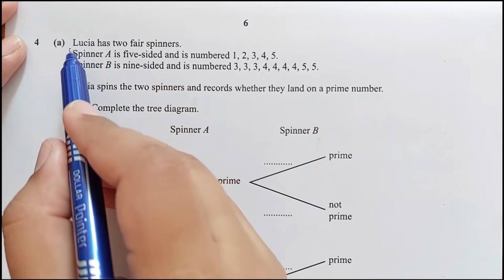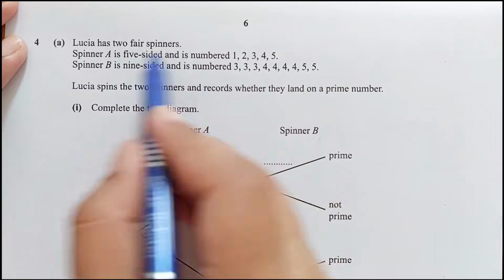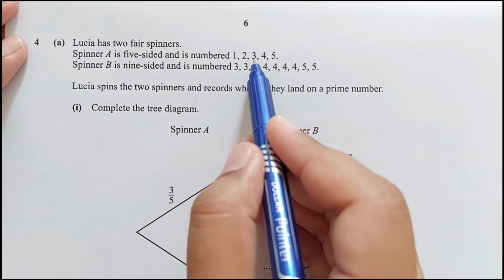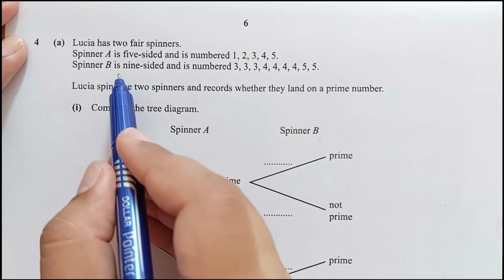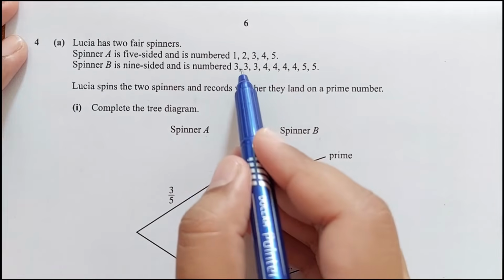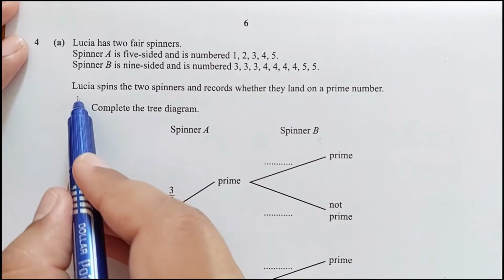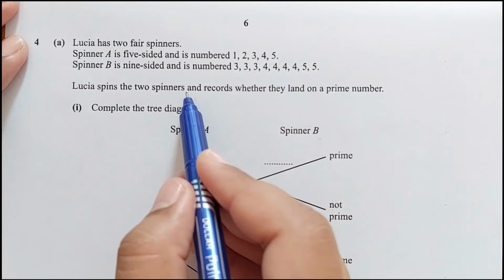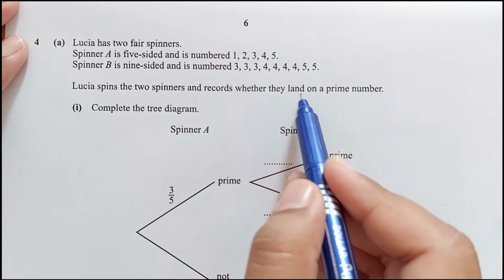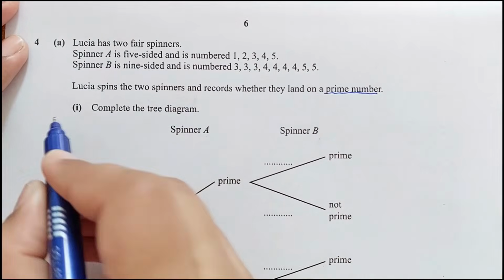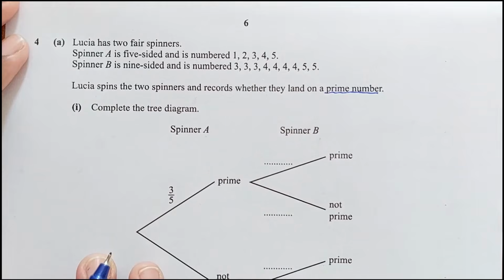Question number 4, part A. Lucica has 2 fair spinners. Spinner A is 5-sided and numbered 1, 2, 3, 4, 5. Spinner B is 9-sided and is numbered 3, 3, 3, 4, 4, 4, 4, 5, 5. Lucica spins the 2 spinners and records whether they land on a prime number. Alright, number 1, complete the tree diagram.